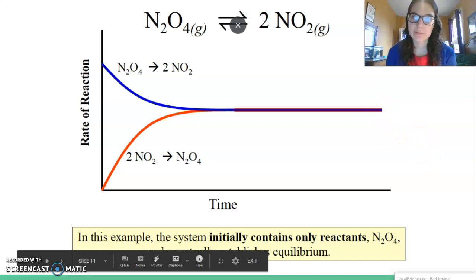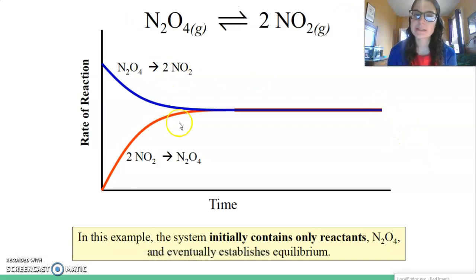This is a graph representing the same reaction, but instead of concentration on the y-axis, we have the rate of the reaction on the y-axis. So to start, the rate of the forward reaction is higher because we only have this reactant. We don't have any products, which would be the reactants for the reverse reaction. Over time, the rate decreases for the forward reaction because the concentration of N2O4 is decreasing. So as the concentration decreases, the rate at which this reaction can occur is going to decrease.